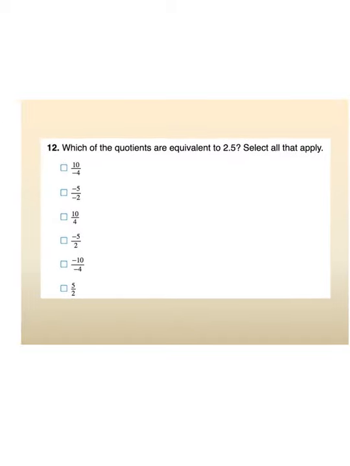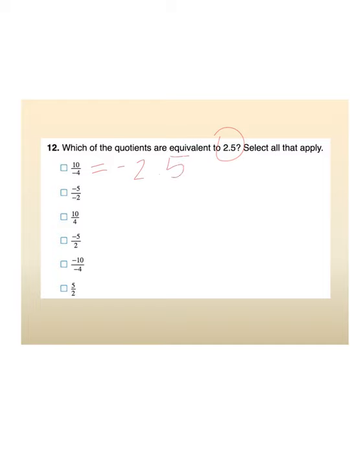On 12, which of the quotients are equivalent to 2.5? Select all that apply. So again, you're just going to go through, put these in your calculator and see what you get. So I would like for you to pause the video and see if you can do that. Okay, so if you paused the video, now that you're back, you have 10 divided by negative 4.